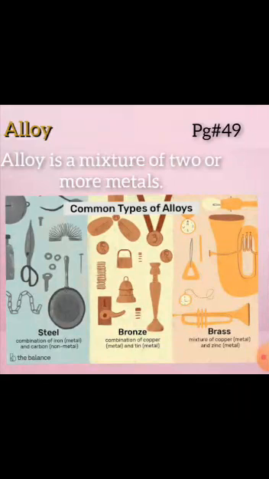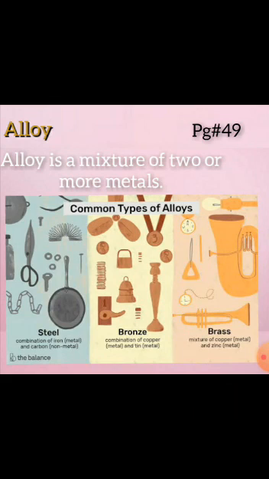Now, alloy, what is meant by alloy? Alloy is a mixture of two or more metals. When we mix together two or more metals, it forms an alloy. Steel, bronze and brass are the examples of alloy. Steel is a mixture of iron, chromium and carbon. When we mix iron, chromium and carbon, it forms steel. We use steel in our homes as saucepans and scissors, etc.